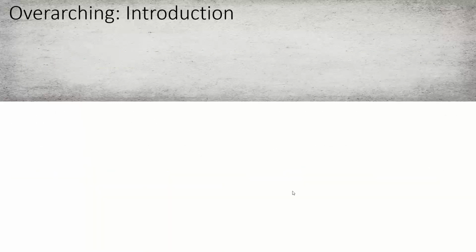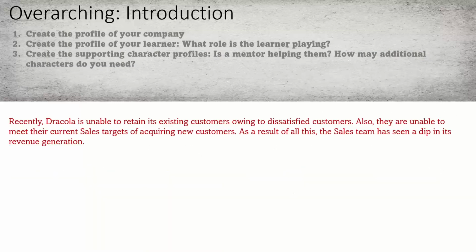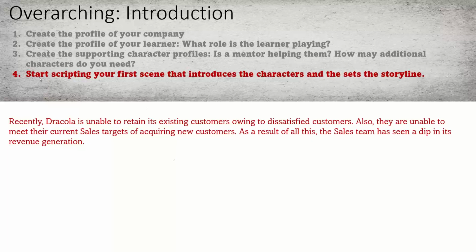So the fourth one: now you start scripting your first screen that introduces the characters and sets the storyline. We've already done a couple of things. So recently, Dracola is unable to retain its existing customers owing to dissatisfaction. Also, they are unable to meet their current sales targets of acquiring new customers. As a result of all this, the sales team has seen a dip in its revenue generation. So this is the problem statement.